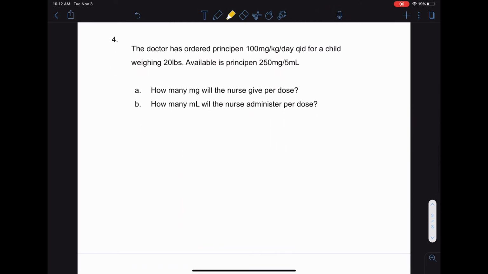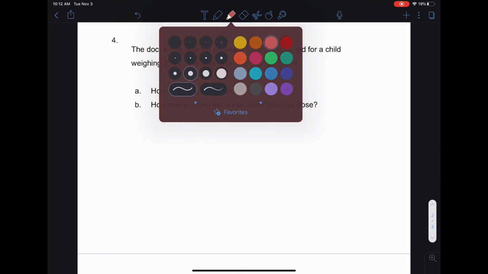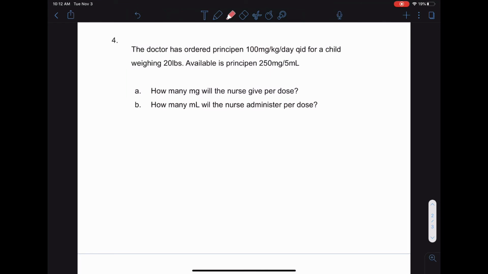Number 4, the doctor has ordered 100 milligrams per kilogram per day QID for a child weighing 20 pounds. Available is Principin 250 milligrams per 5 mils. How many milligrams will the nurse give per dose? And then how many mils will the nurse give per dose? Okay, so first thing that we're seeing here, we've got our weight-based problem, and it's in kilograms. Our child is in pounds.